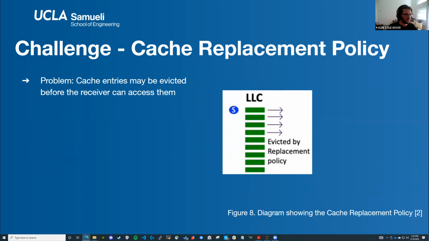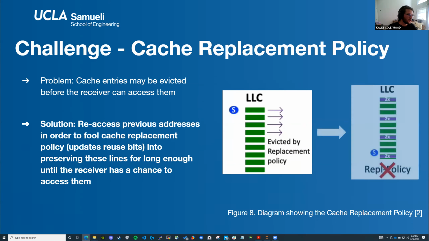The reason that the cache replacement policy does this is that it deems these addresses are not needed because they are sparsely accessed. And so as a result, we need to re-access these addresses in order to fool the cache replacement policy and update the reuse bits to tell it that these addresses are important, at least as long as we need for the receiver to be able to access them.